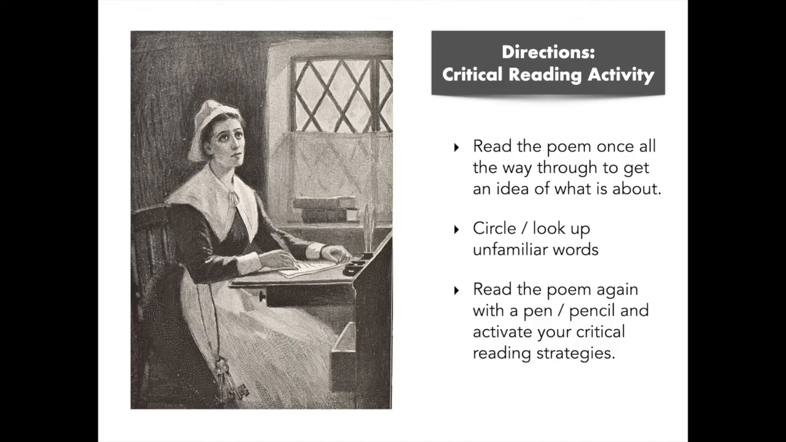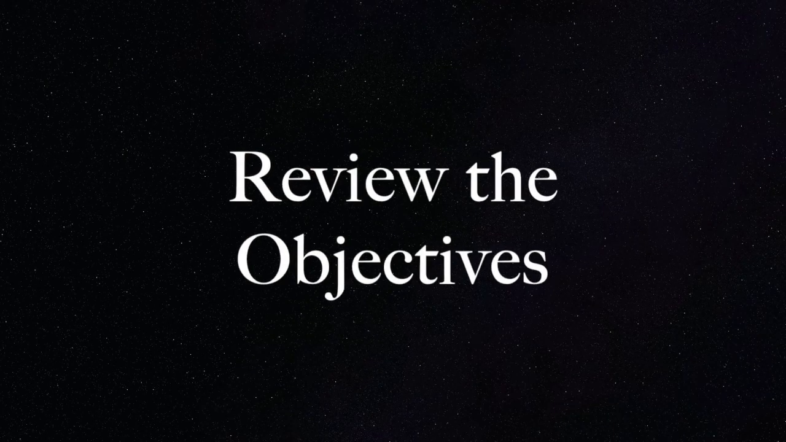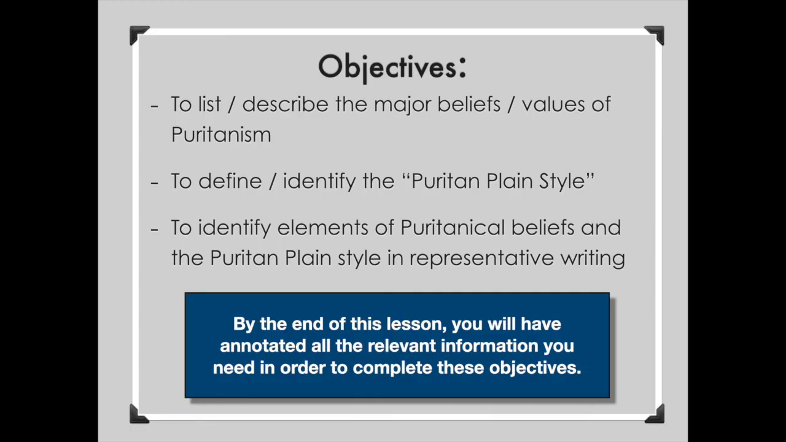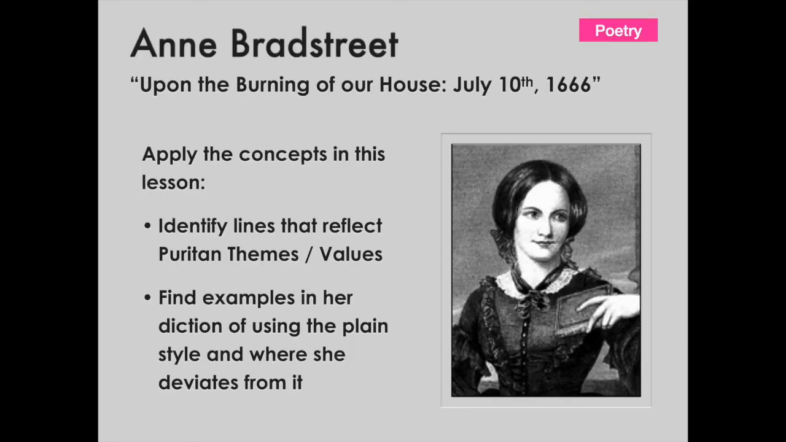Okay, so the directions for our critical reading activity for today are to please read the poem all at once just to get a feeling for it, just to get an idea of what it's about. While you're doing that, circle and look up unfamiliar words. I think there'll be quite a few because we're going back 400 years and English has changed a lot in the past 400 years. And then read the poem one more time with pen or pencil and activate your critical reading strategies. Let's get going.